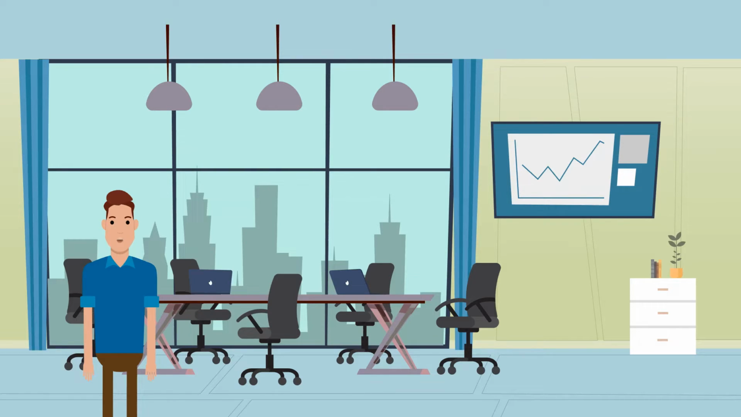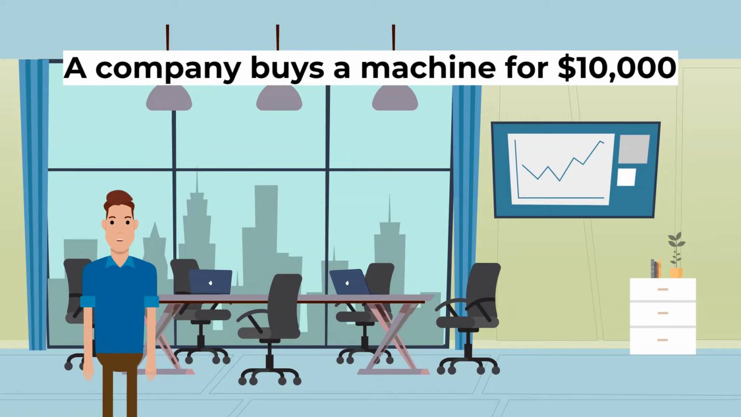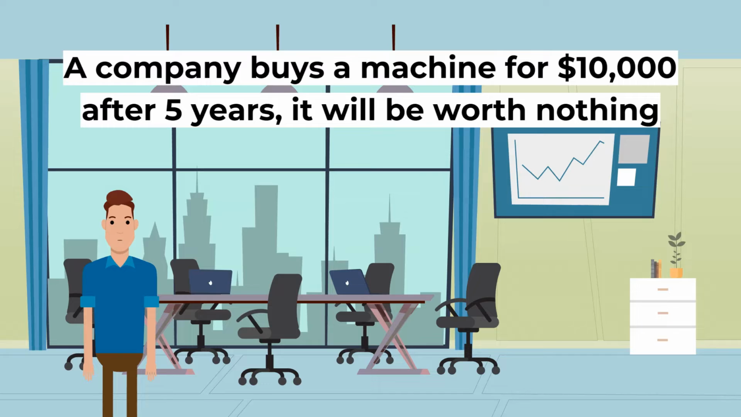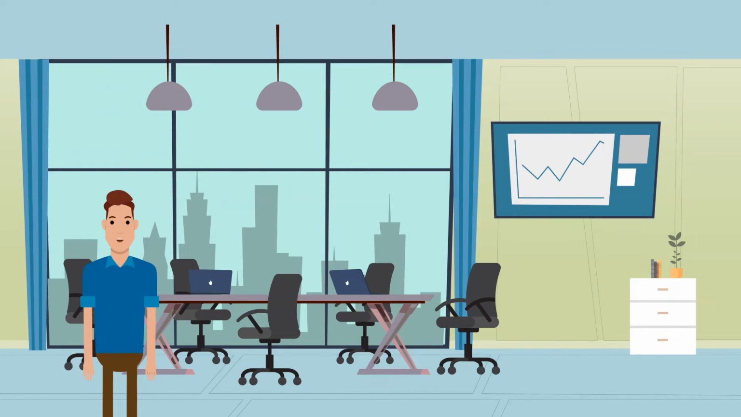An example of depreciation would be: a company buys a machine for $10,000. After 5 years, it will be worth nothing. Instead of recording the full cost in year 1, we spread it over 5 years. This is depreciation.